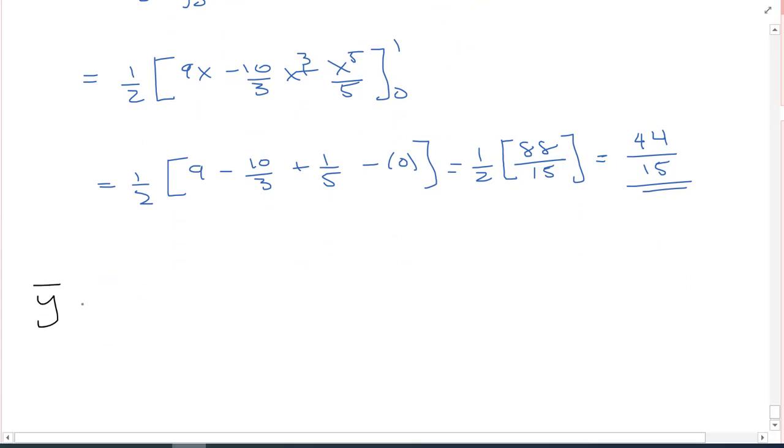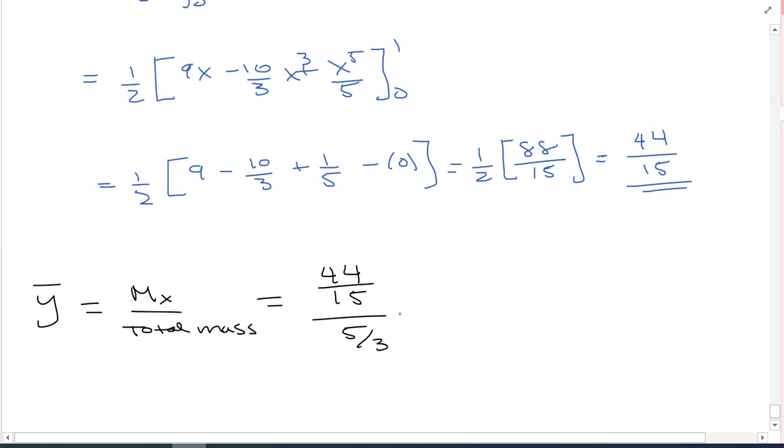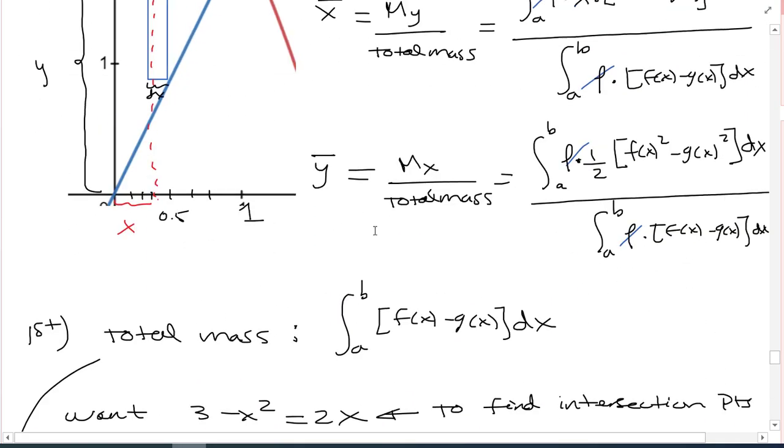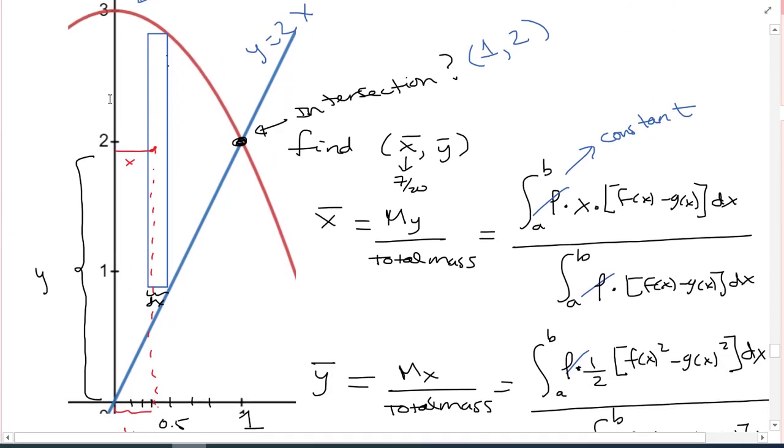So now we can complete our y bar, the y coordinate of the center of mass. So this is the tendency to rotate about the x-axis divided by the total mass, so the sum of the moments. And so this is 44/15 divided by the total mass, which we got as 5/3. So 44/15 times 3/5. And simplifying this, what do we get? 44/25, which is approximately 1.76. So make sure that that is within our region. So the y bar is 1.76, the y coordinate of the center of mass, which makes sense. Notice that our y goes from 0 to 3. So 1.76 is just a little bit before 2.